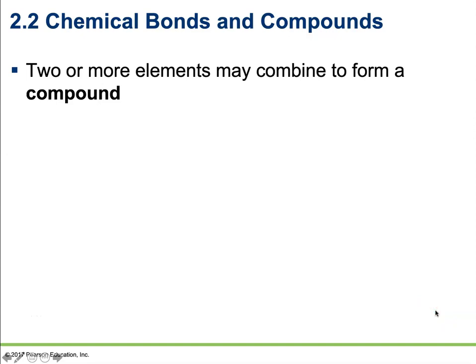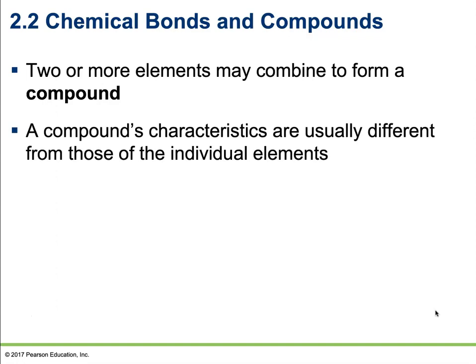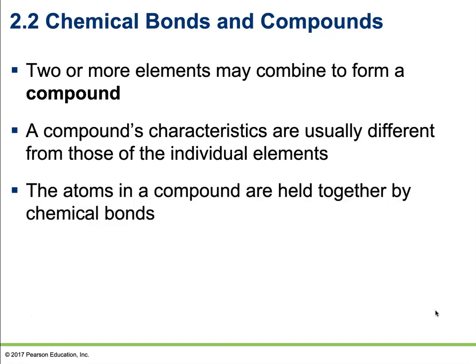All right, so now that we have talked about the individual structure of an element, we're going to talk about how those elements can come together to form what is known as a compound. Two or more elements may combine to form a compound. A compound's characteristics are usually different than those of the individual elements, and atoms in a compound are held together by chemical bonds.